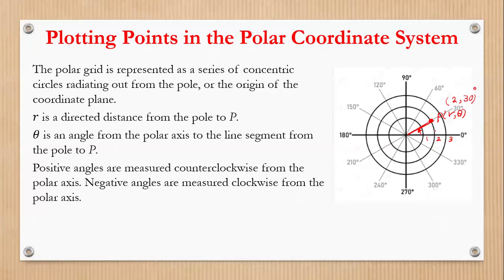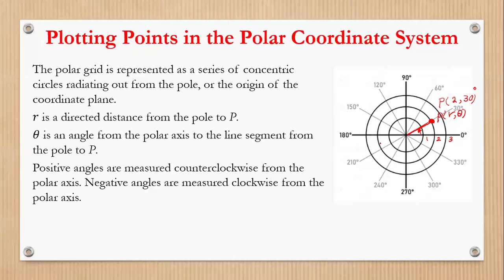So if you want to write the coordinates of this point, you need to write point P with 2 and 30 degrees. We can represent it with degrees or with radians. We can write 30 degrees or we can write pi over 6. And like the unit circle, all of the positive angles are usually counterclockwise and the negative angles are clockwise.